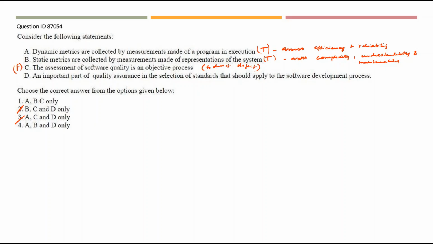The next statement, an important part of quality assurance is the selection of standards that should apply to the software development process. Usually, when we assess a software product, it has to be in compliance with the development standards. So, the important part will be in the selection of those standards only. This statement is also true. Option 1 is also ruled out. Option number 4, A, B, and D will be the right answer.